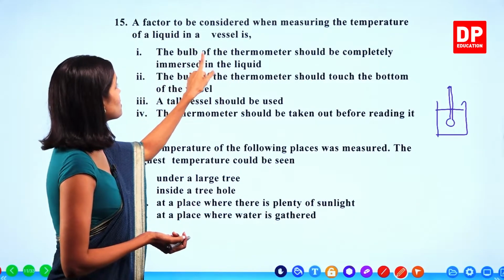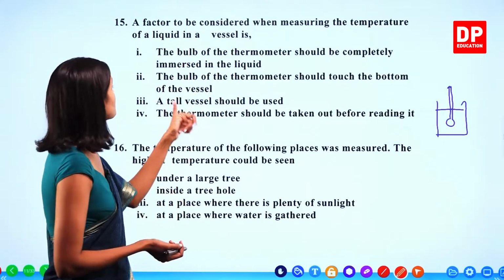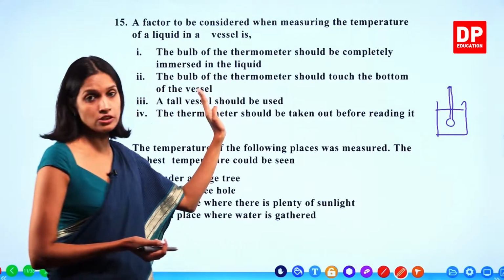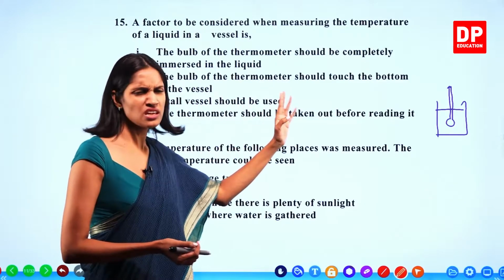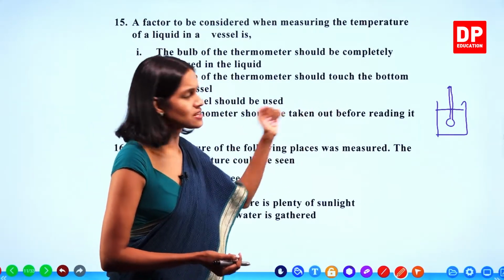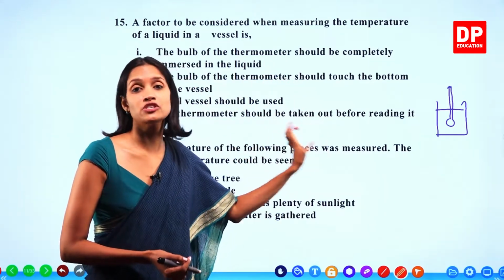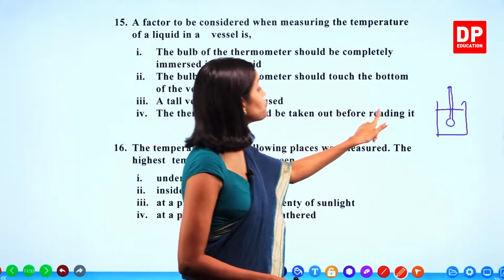The bulb of the thermometer should be completely immersed in the liquids. That is correct. The bulb of the thermometer should touch the bottom of the vessel. No, it should not touch. A tall vessel should be used. It is not a necessary factor, right? Even with a small vessel, we can still measure the thermometer. The thermometer should be taken out before reading it.